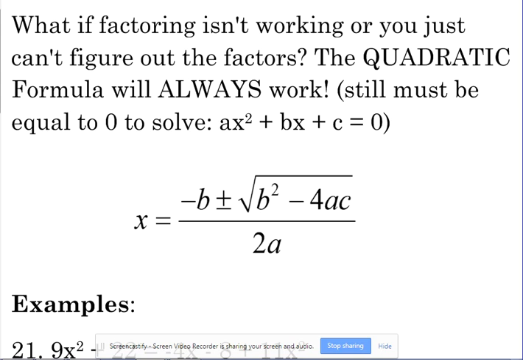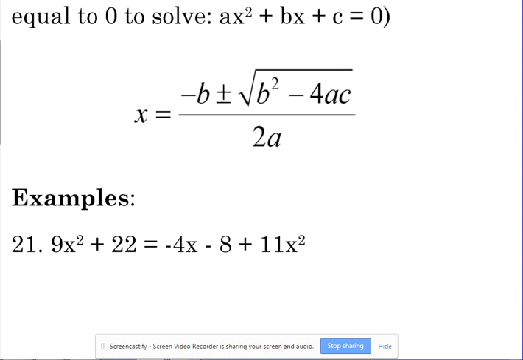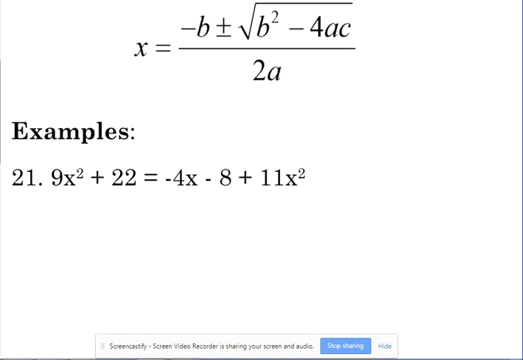Something that people screw up on a lot: when they square this b right here, if b was negative, they don't put parentheses around it, and it messes this whole thing up. So you've got to put parentheses around that number before you square it, and I'll talk about the rest of it as we look at an example. You still have to be equal to 0 in order to be able to use this formula.